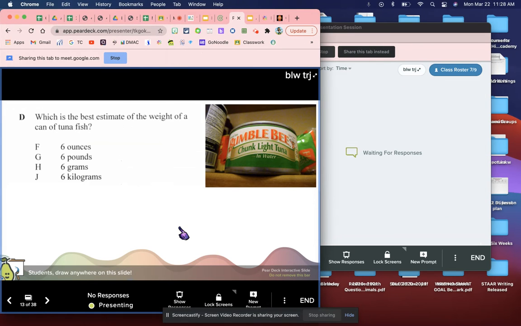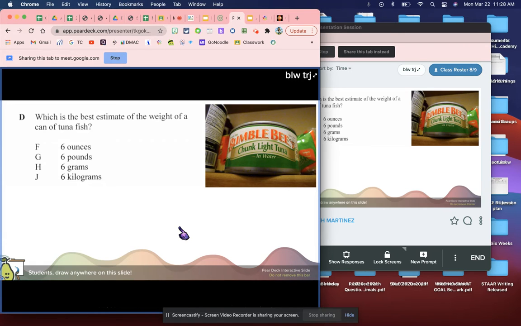What about a can of tuna fish? ¿A cuántos de ustedes comen el atún? La lata de atún. 6 ounces? 6 pounds? 6 grams? Or 6 kilograms? I vote the D. La J. Okay.